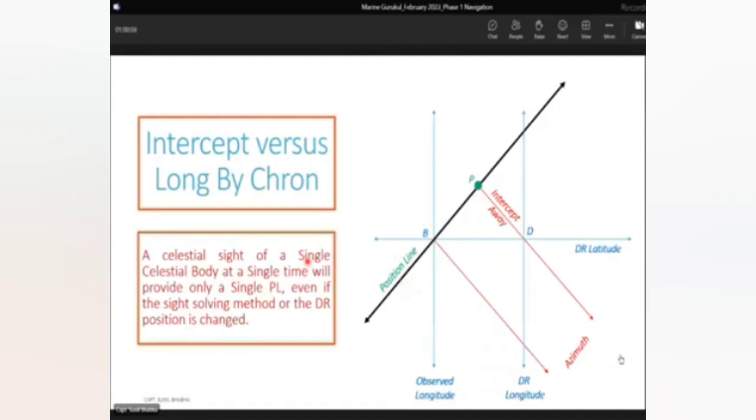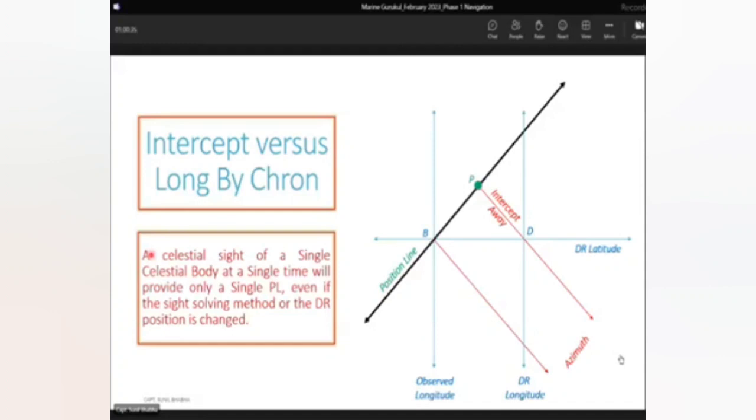At the time of twilight, we have a lot of stars which are available to us. So you can pick up two different bodies to get two PLs. Why are we interested in two PLs? Because two PLs are required to fix the vessel's position. A single PL is not going to fix the vessel's position. So in twilight, a lot of stars are available. We have access to many celestial bodies. But during daytime, it is possible that only the sun may be there.